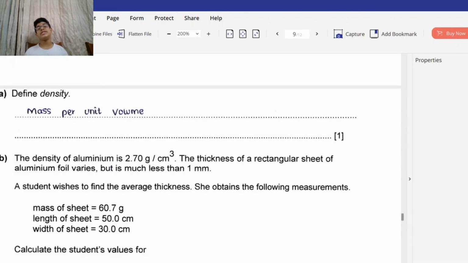Define density. Whenever you're asked to define something in physics, you can easily just refer to its formula to define it.